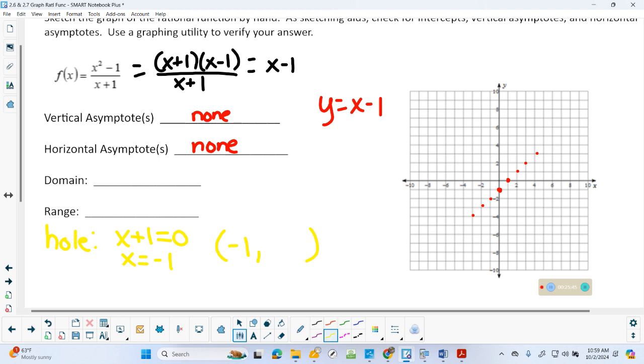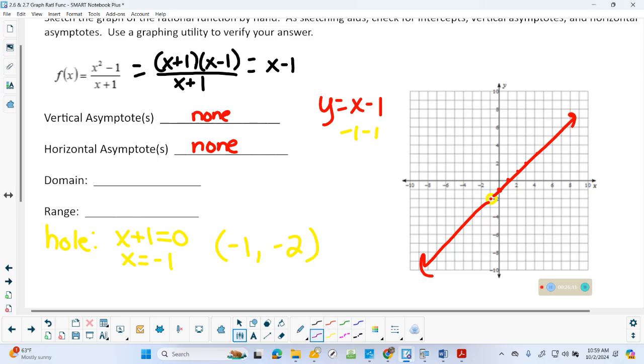So if x is -1, I want the corresponding y coordinate. I'm just going to put -1 in here. -2. So before I draw it, I'm going to come down here and do an open circle at -1, -2. Now I'm going to draw the rest of the line. And pretend I drew that straight, right?